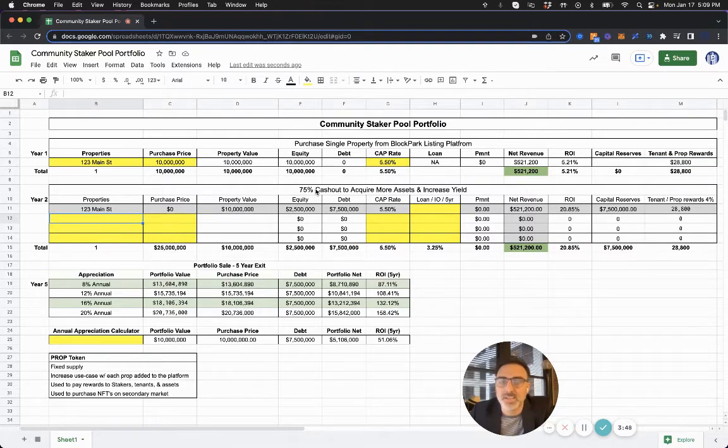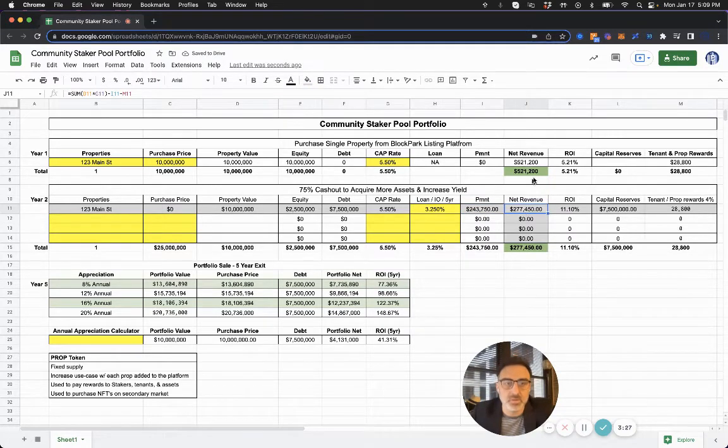So now in year two, what we're doing is a cash out refinance. So we can go up to 75% cash out, which would give us $7.5 million of capital reserves. It would give us $2.5 million of equity, and we can do that at 3.25% interest only, and that would give us a payment of $243,000.